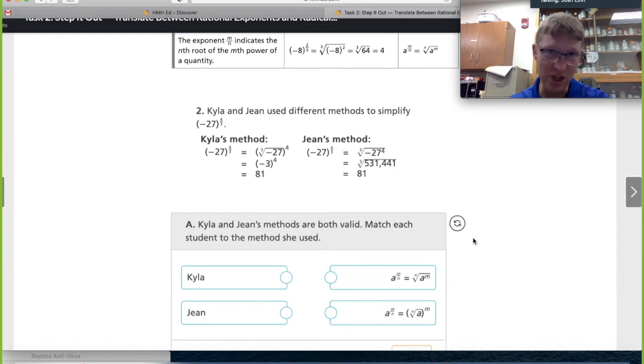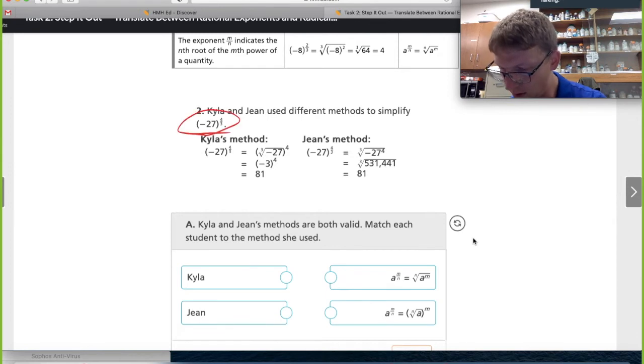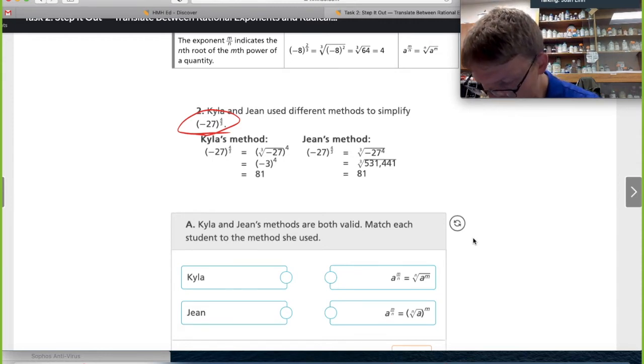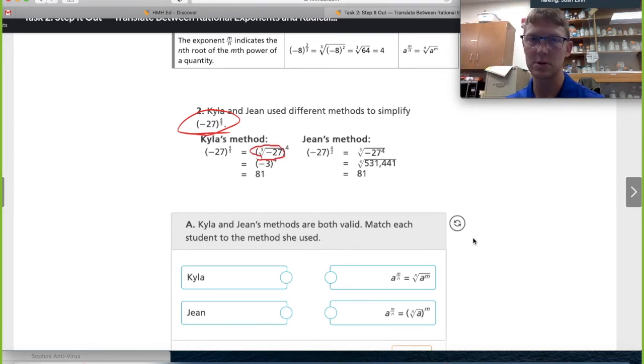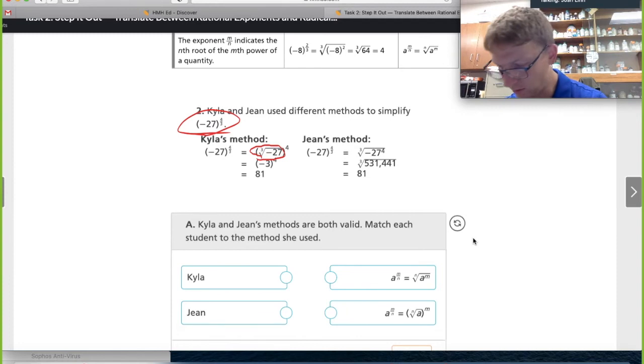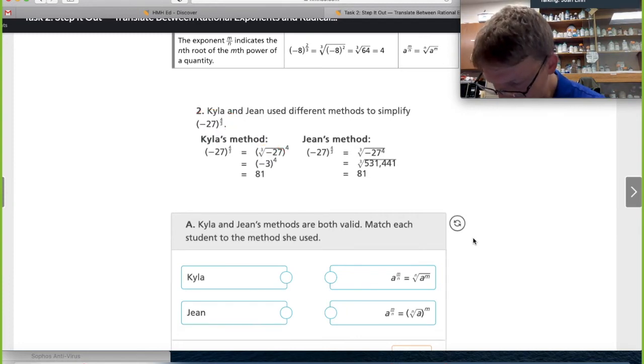So Kyla and Jean use different methods to simplify. They're both working to try to simplify negative 27 to the power of 4/3. Kyla's method looks like she did the cube root first, because negative 3 times negative 3 times negative 3 is negative 27. So then once she got there, she took negative 3 to the power of 4 and got 81.